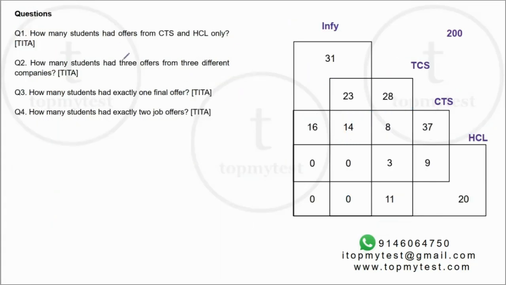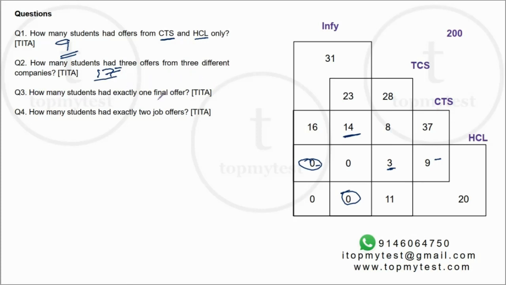Okay, question number 1. How many students had offers from CTS and HCL only? Only these two companies, CTS and HCL. So that will be 9. Question number 2. How many students had 3 offers from 3 different companies? We know these two are 0. So 14, which is Infi, TCS, CTS, and 3, which is TCS, CTS, and HCL. So 14 and 3, 17 will be our correct choice.